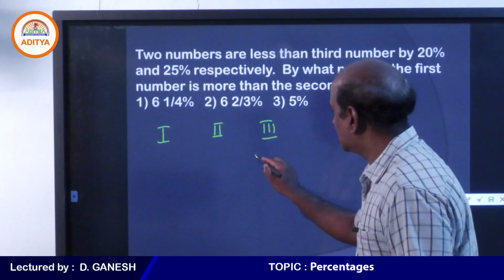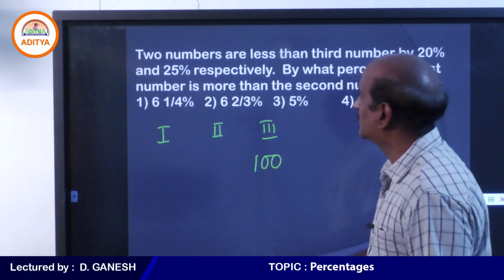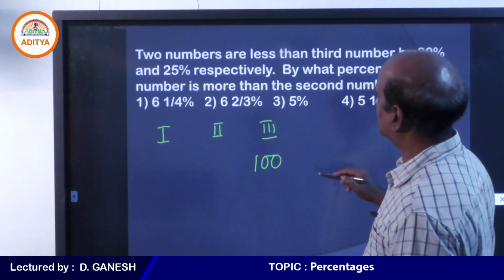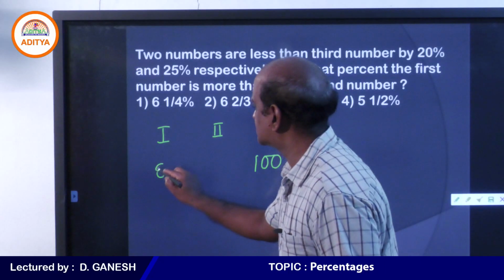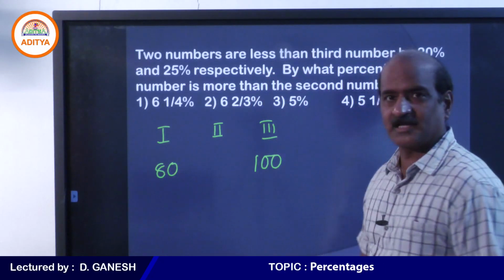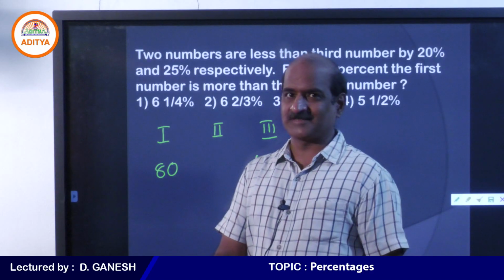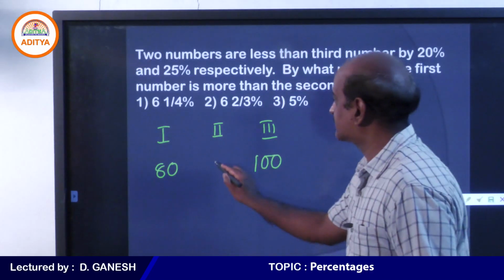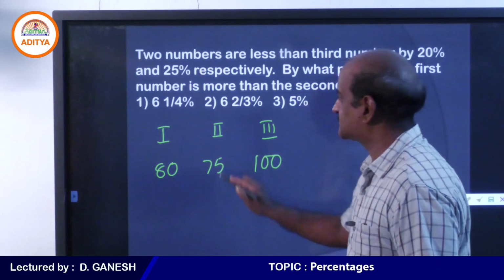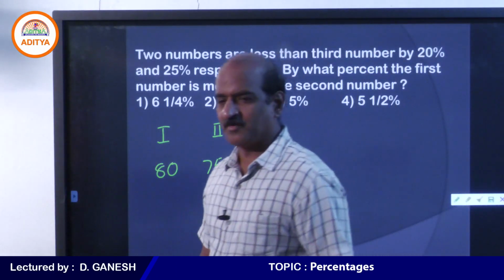So let the third number be 100. Now the first number is 20% less. So 20% less than 100 is of course 80. Second number is 25% less. Student, am I clear to you?